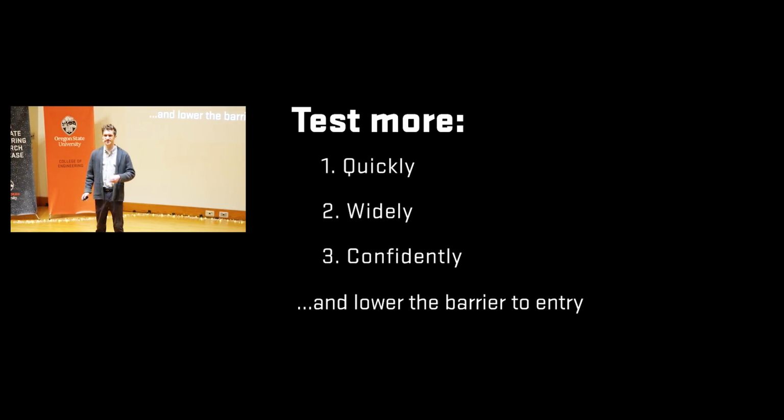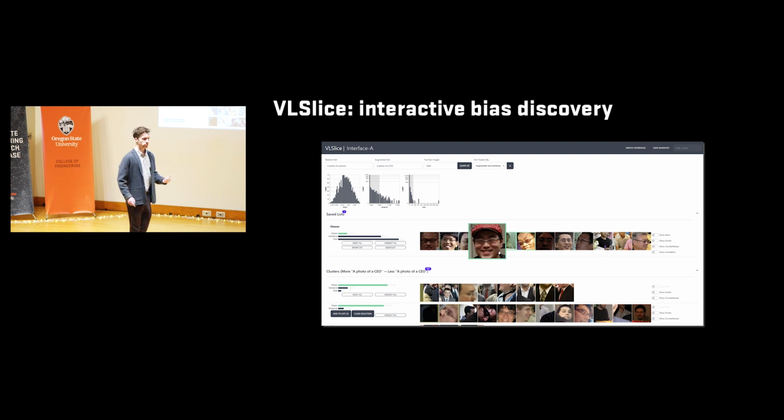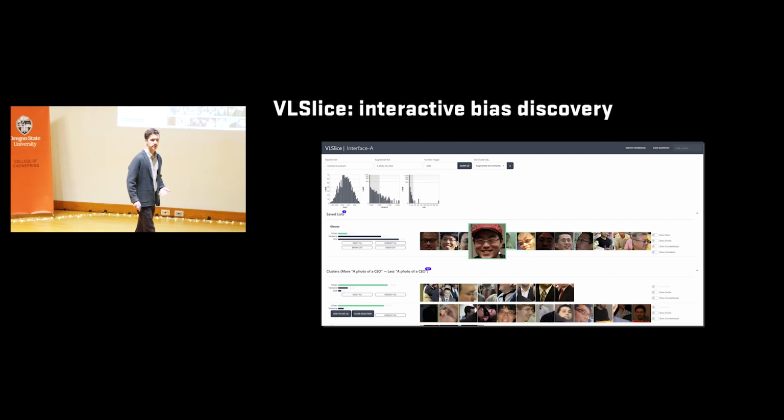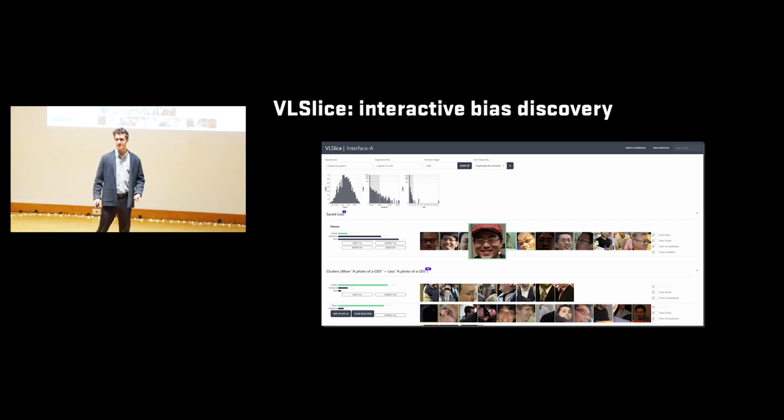As auditing is a time-intensive and expensive process, it is limited only to highly resourced institutions, the same institutions that are frequently creating these AI in the first place. Towards this, myself and my colleagues have developed a tool called VL Slice for interactive bias discovery to move the labor of auditing from manual data collection to direct interaction with an AI of interest.